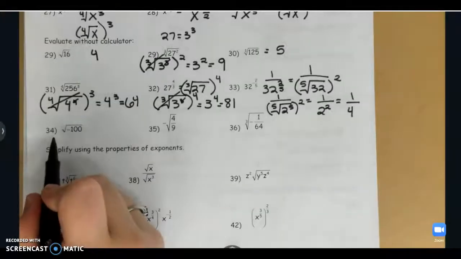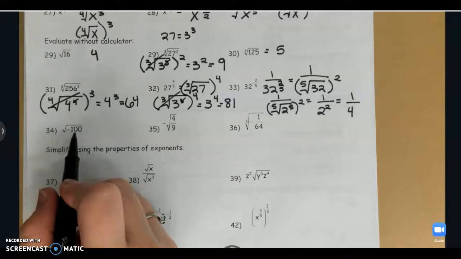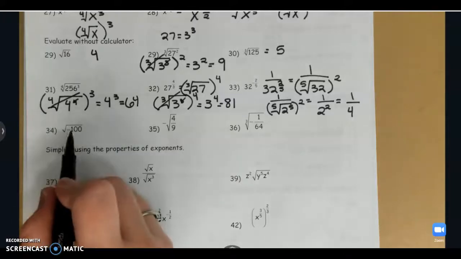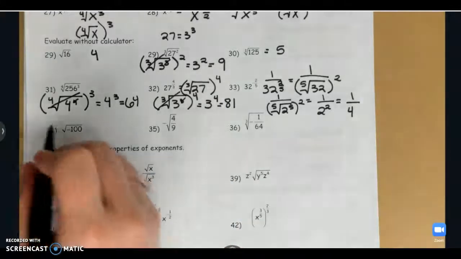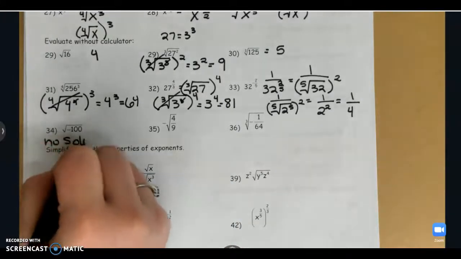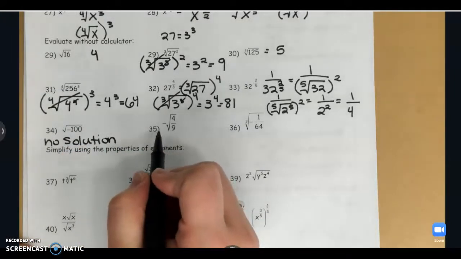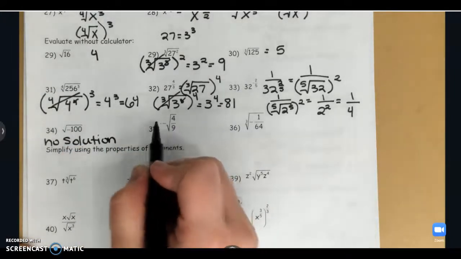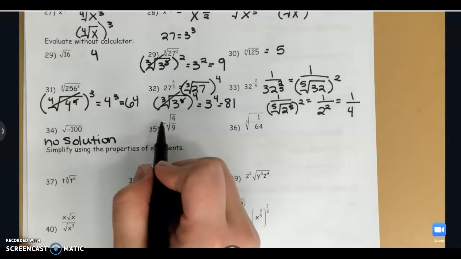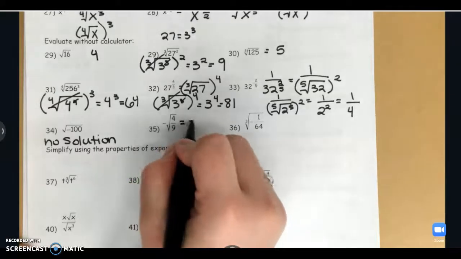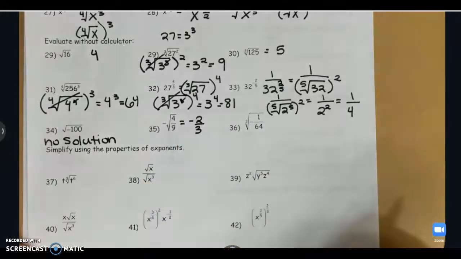All right, 34, square root of negative 100. We cannot take even roots of negative numbers, so this one has no solution or is not possible. 35, square root of 4 over 9, and we're just tacking on a negative at the very end. So this is just going to be negative 2/3.